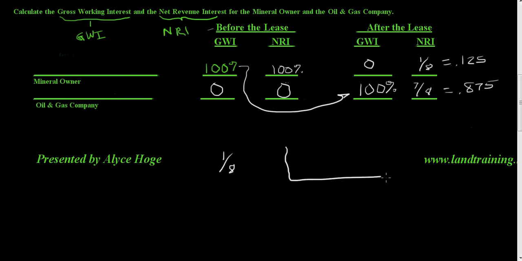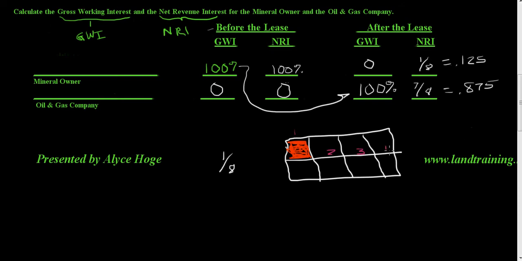So here's the deal they're making. The oil and gas company is saying, okay, let's divide this into eighths. And so they're saying, okay, Mr. Mineral Owner, you're going to get 1/8. You're going to get this 1/8, and we're going to get the remaining eighths. So 1 is yours. We get 2, 3, 4, 5, 6, 7, and 8. So really, we have 7/8, and you get the 1/8. So 7/8 plus 1/8 equal 8/8, or 100%.